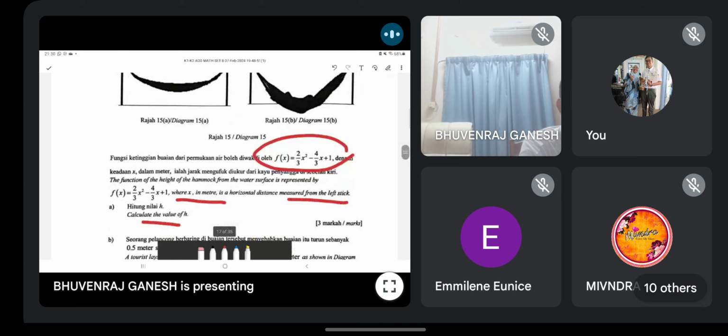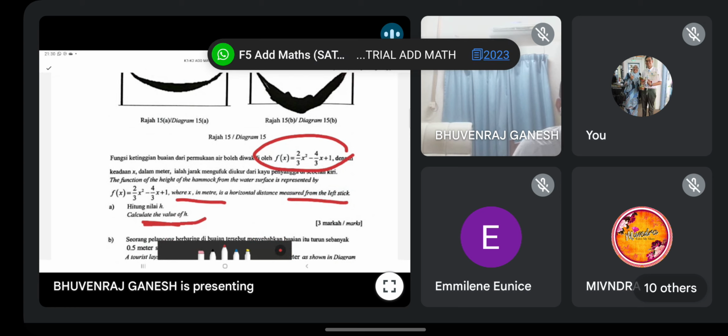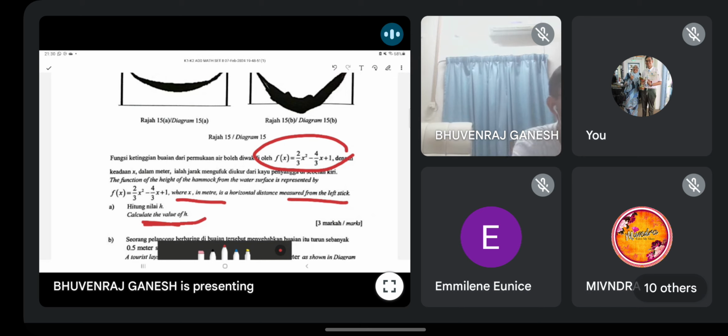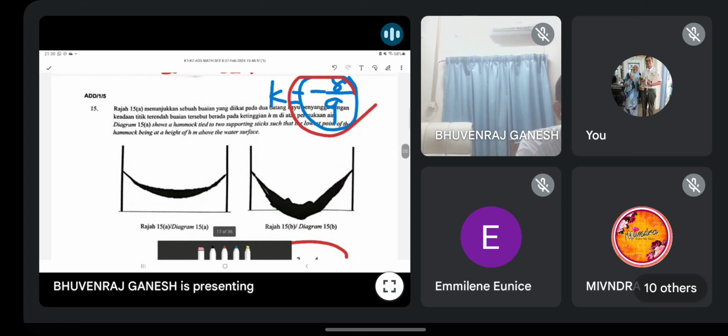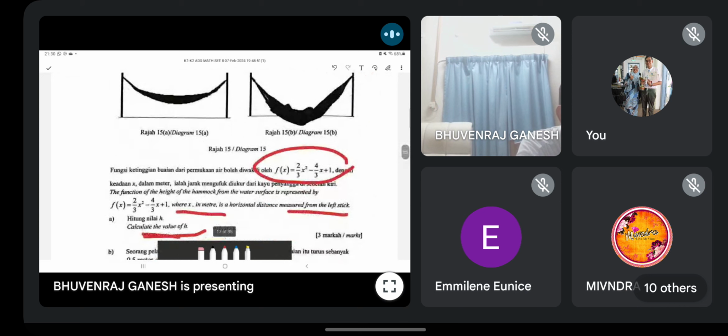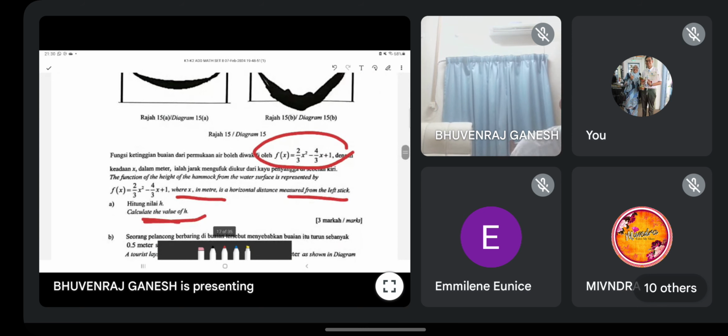So now, they ask you calculate the value of H. So now, how to get the H value? Anyone? How should I get this H? First of all, you must know where is the H lah. Okay, H is, let me see, H. Mana nilai H ni? Where is the H? Oh, height lah. Mereka tak label. Okay, they want to know the height. This one. Okay, this distance over here. What is the distance?